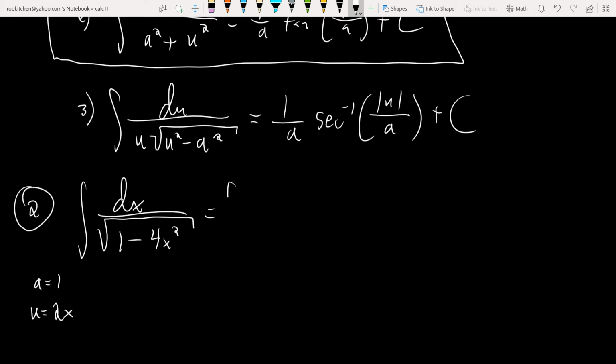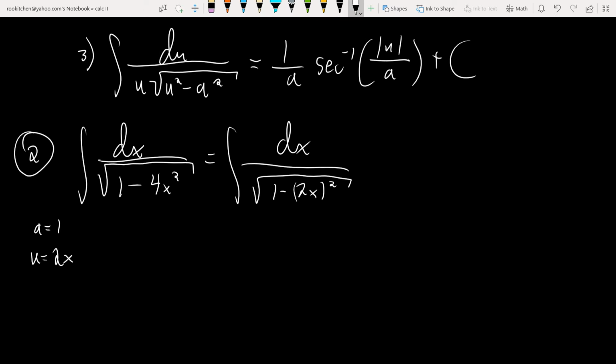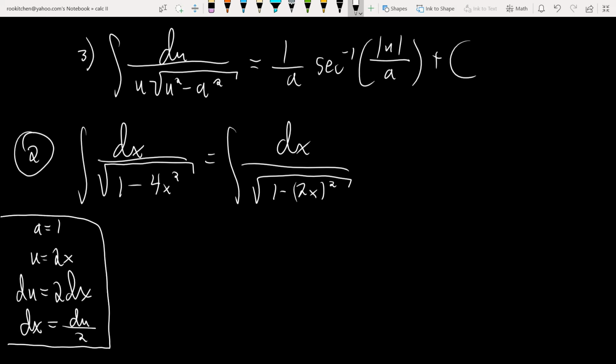If that's not obvious, look, I'll rewrite this. It's dx all over the square root of 1 minus 2x squared, right? Because 2x squared is 4x squared, so u has to be that 2x. And now you do have to worry about the differential du. We have a constant floating about that we have to equalize with, so we have du over 2. And once we do that, we should be able to just use the formula to integrate it. So we have the integral of 1 all over the square root of 1 minus u squared times dx, which is now du over 2.